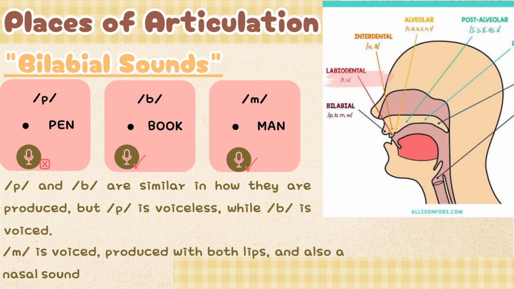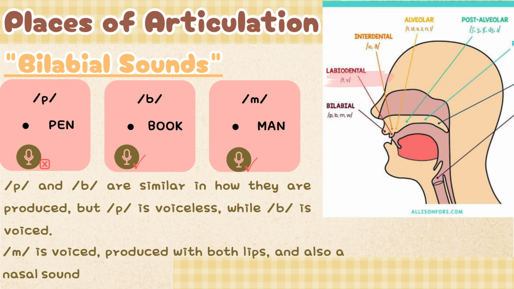These are sounds that are produced when both lips are put together. The first sound is the p sound, as in the word pen. It's a voiceless sound, which simply means the vocal cords don't vibrate when it's being produced. Secondly, we have the sound b, as in the word book. The same as the sound p but voiced. You'll feel the vibration of your vocal cords.